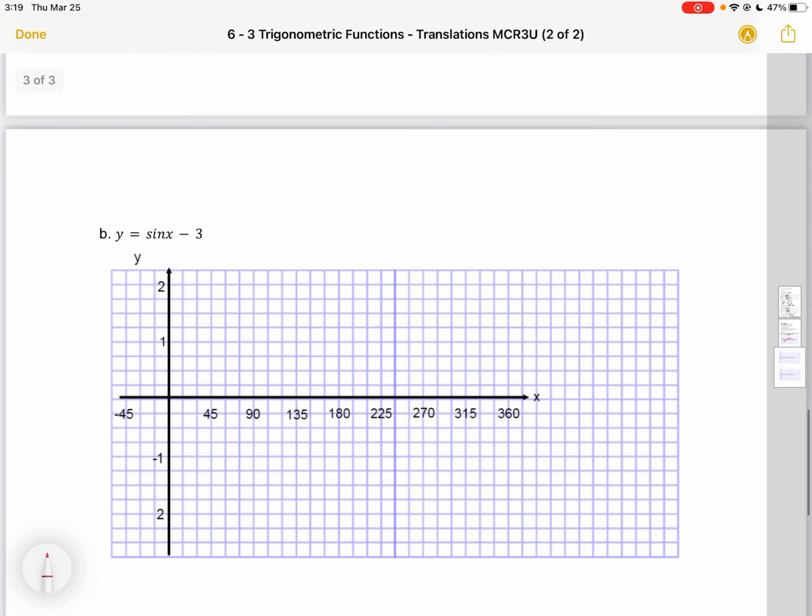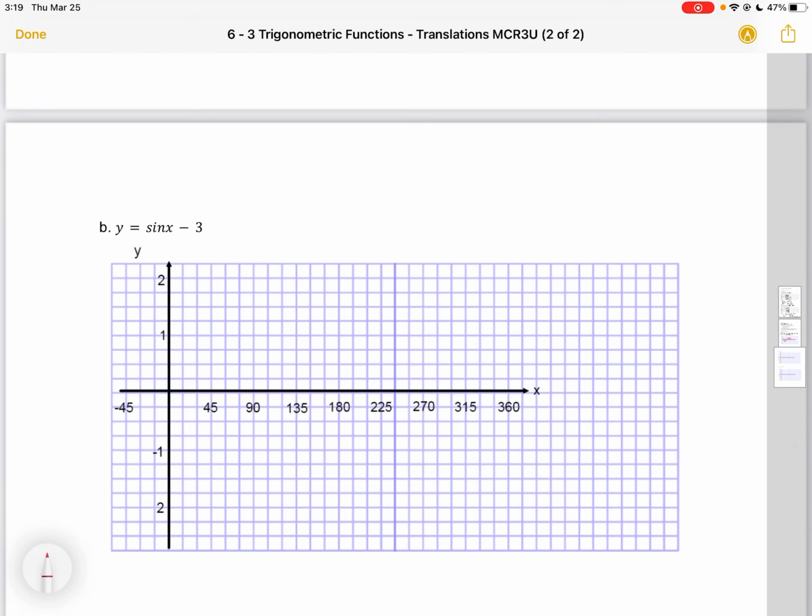Let's take a look at another example. y equals sine x minus 3. Right away I'm going to notice 2 things. One, that my parent function is sine x instead of cos x. Two, that I've got a vertical shift down by 3.